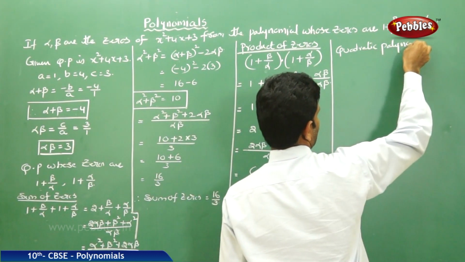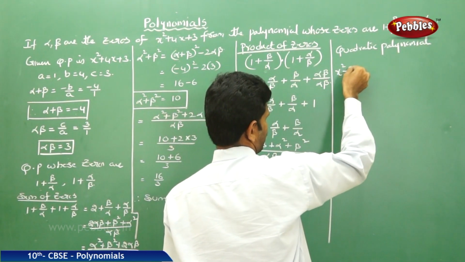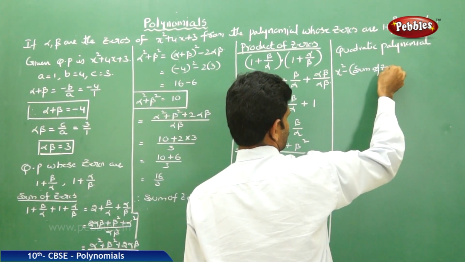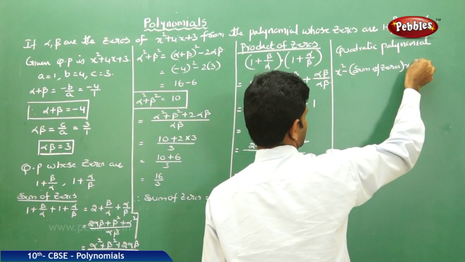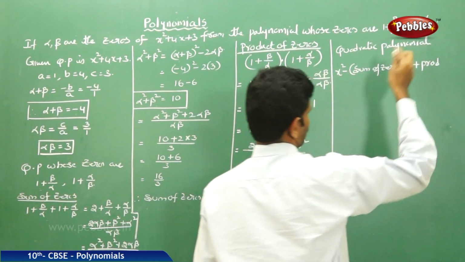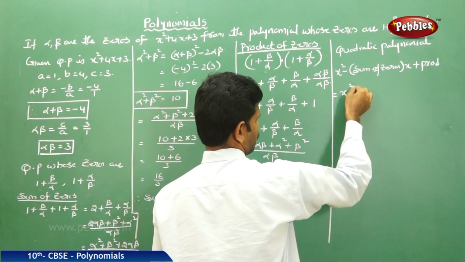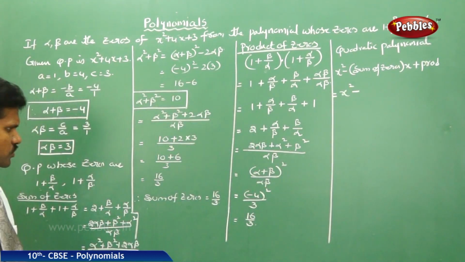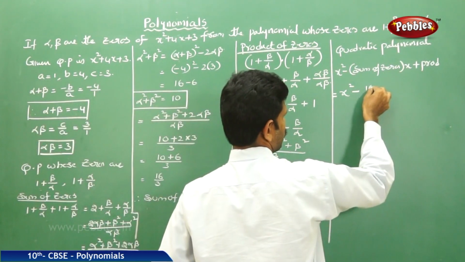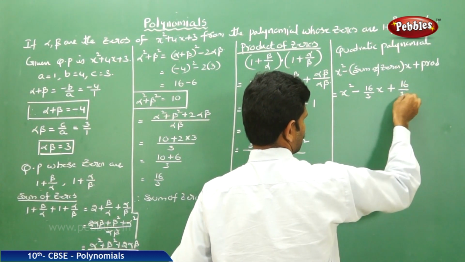the quadratic polynomial is x square minus sum of zeros into x plus product, that is equal to x square minus sum of the zeros, nothing but sum of the zeros is 16 by 3, into x, plus product of zeros is also 16 by 3.